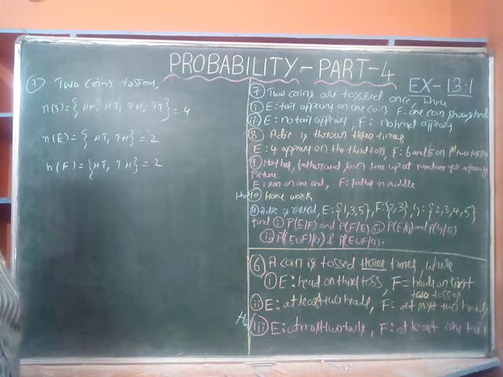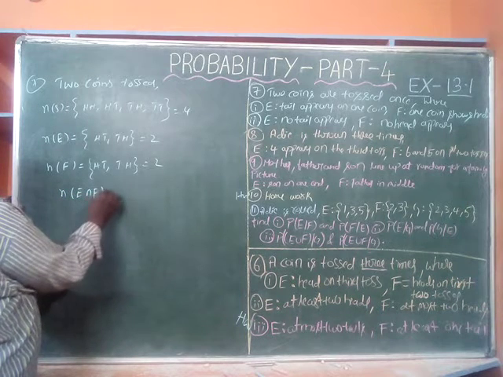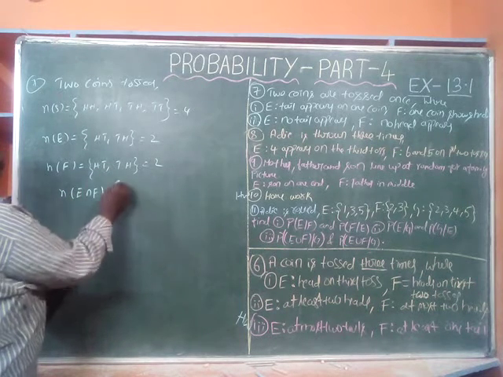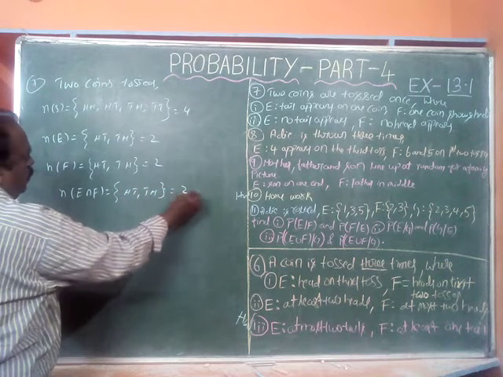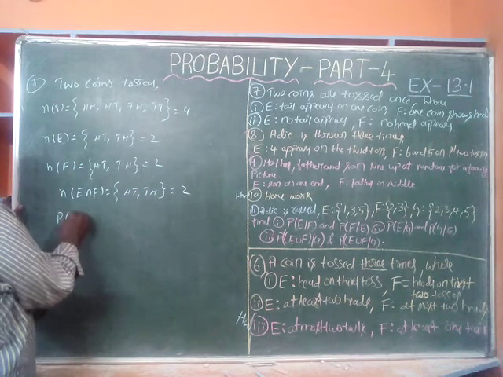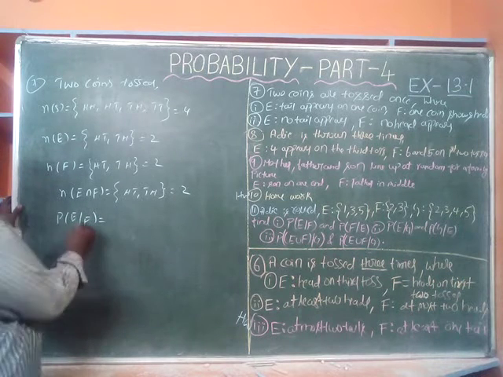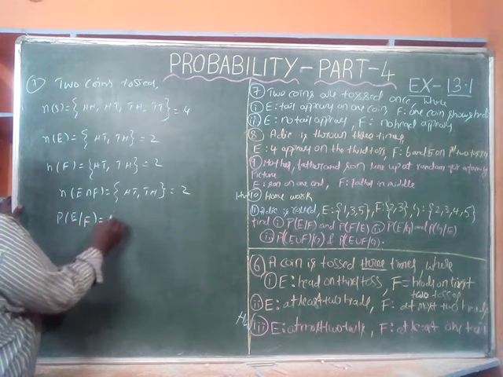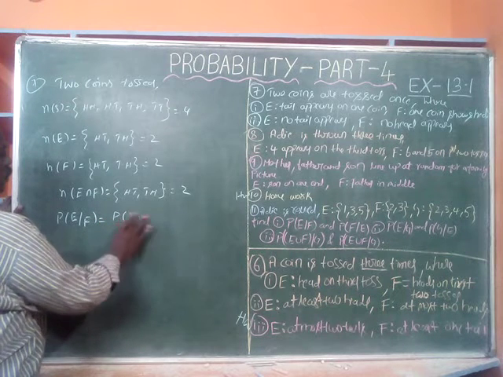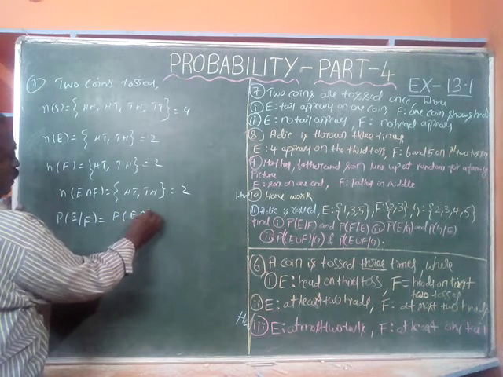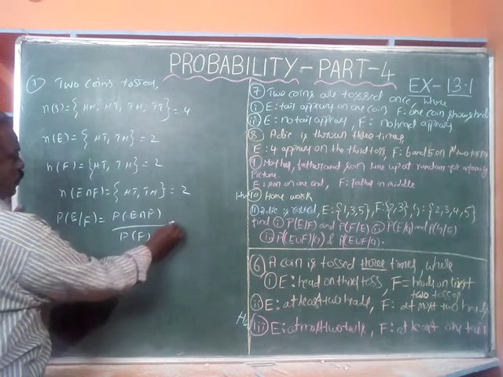Here both are same. Then E intersection F: both are there. It is head, tail, head. It is also true. So P of E given that F. We are asked P of E given that F. What is P of E given that F? That is P of E intersection F by P of F.